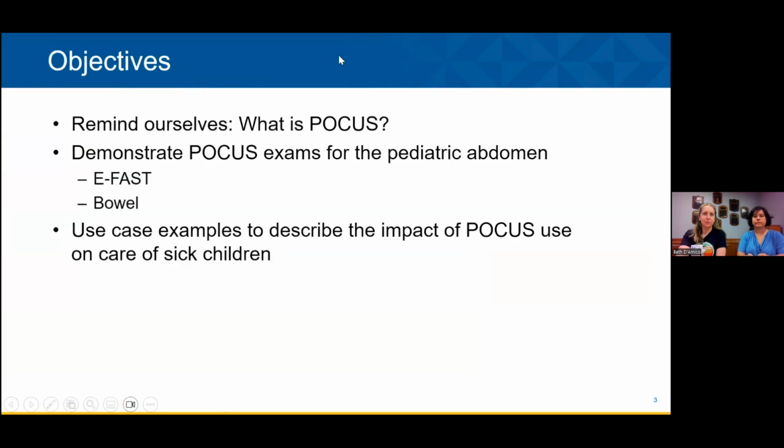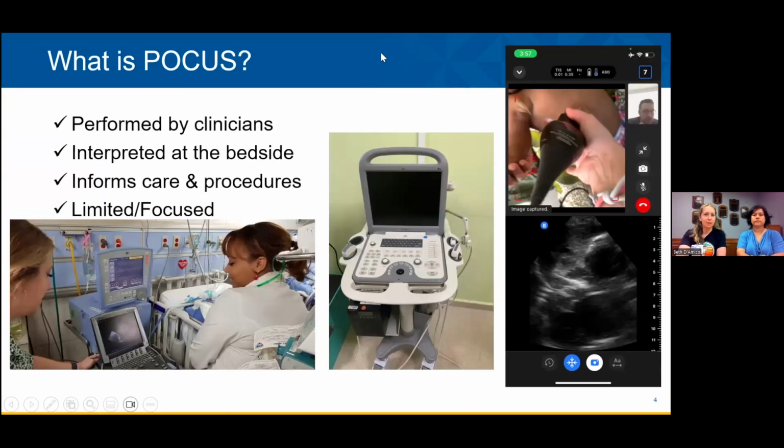We are going to review very quickly abdominal exams that are relevant in pediatrics. So we'll talk about the EFAST and then how we use bowel ultrasound. And we have a few cases at the end if we have time.